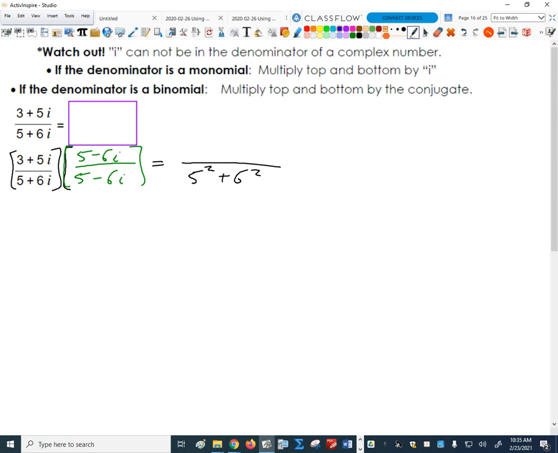On the top, if we FOIL, 15 minus 18i plus 25i minus 30i squared, which is the same as plus 30, right? Okay, and then we can just add like terms up here. So on the top, we're going to get, let's see, 15 plus 30 is 45. Negative 18i plus 25i is plus 7i over my common denominator of 25 plus 36 is, what is that, 61?